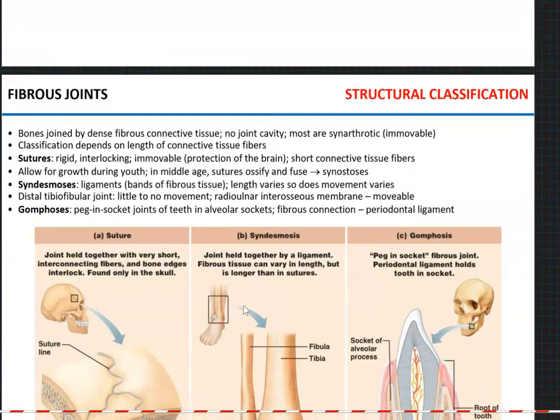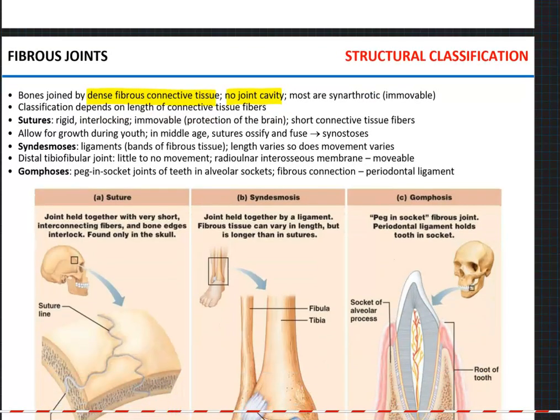So we're going to discuss each structural type separately. So fibrous joints. Dense, regular connective tissue, no cavity. Most of them are immovable. So three joints that you must know, joint types. First are sutures. Sutures are between the bones in your skull.